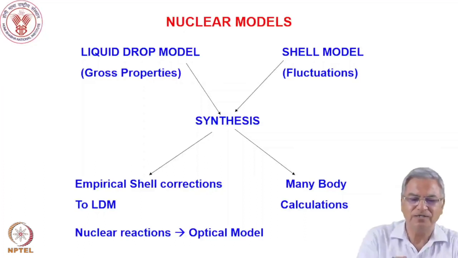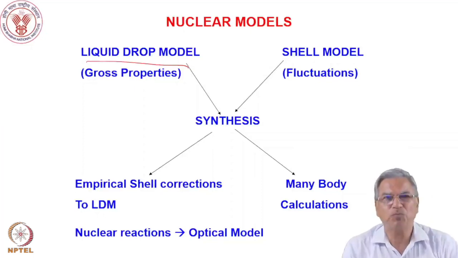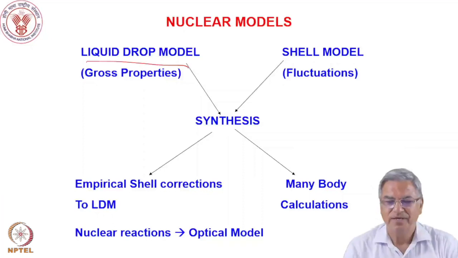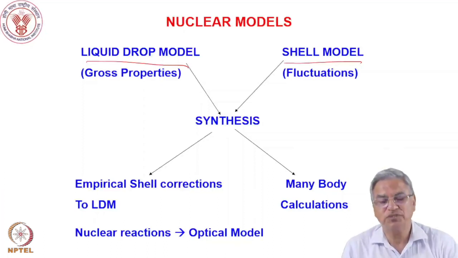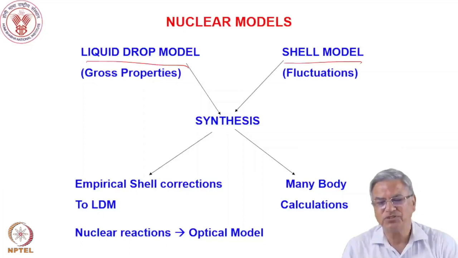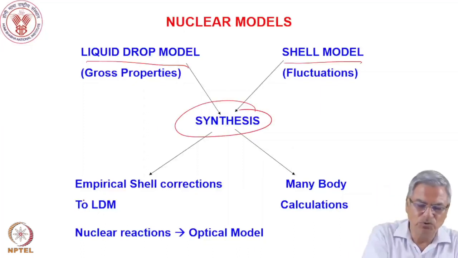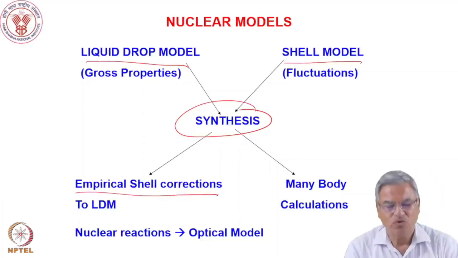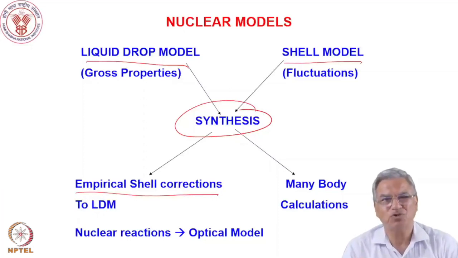The first one is the liquid drop model, which in fact explains the gross properties of the nuclei. And then there is another model called the shell model, which explains the fluctuations in the gross properties of nuclei. So the liquid drop model gives you the gross properties, and the shell model explains the fluctuations in those properties. And there is a synthesis of these two types of models to give empirical shell models, wherein you use the experimental data to generate the properties of nuclei.